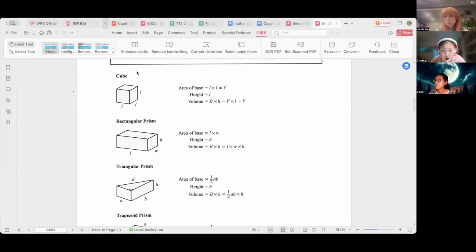So let's just copy this volume formula for me. So 1, 2, and 3. Please calculate it and write it down.